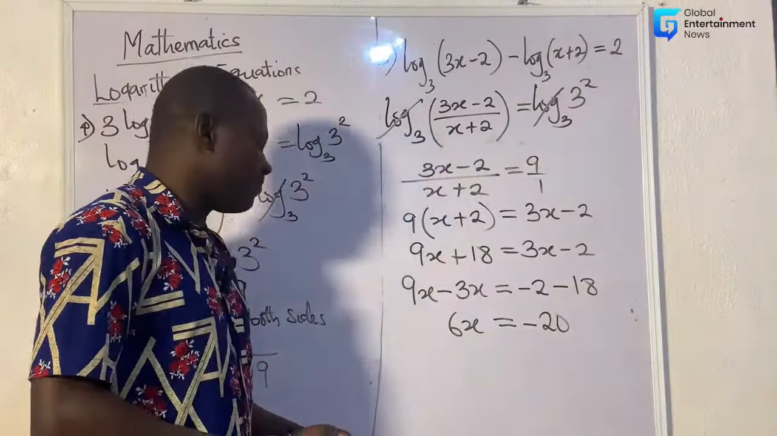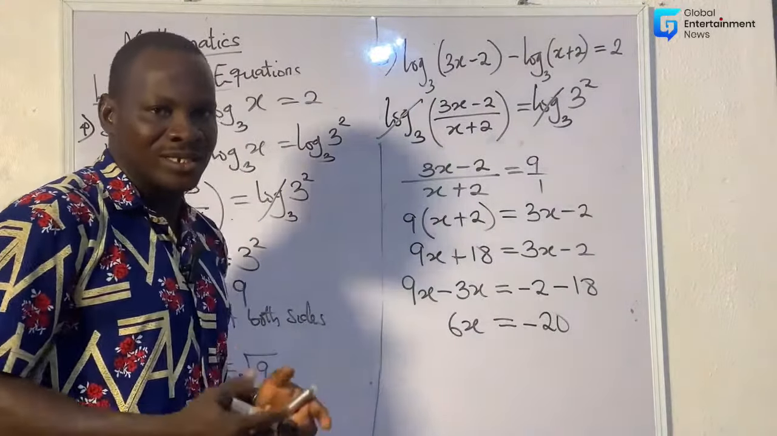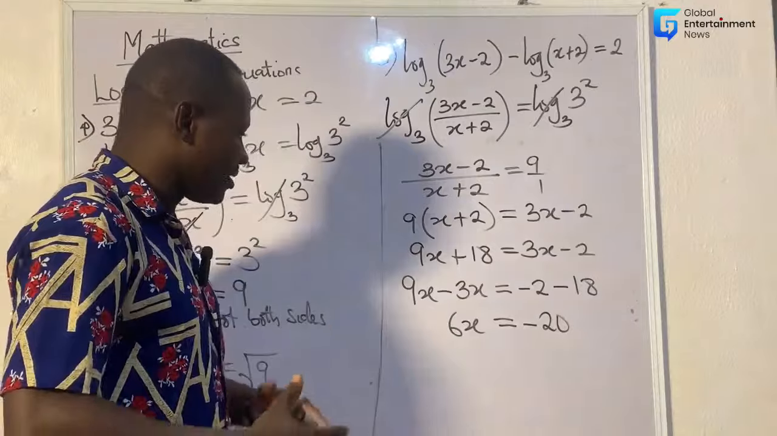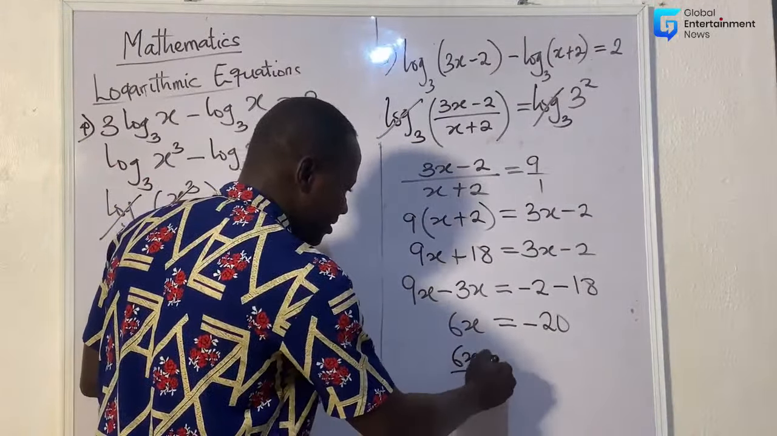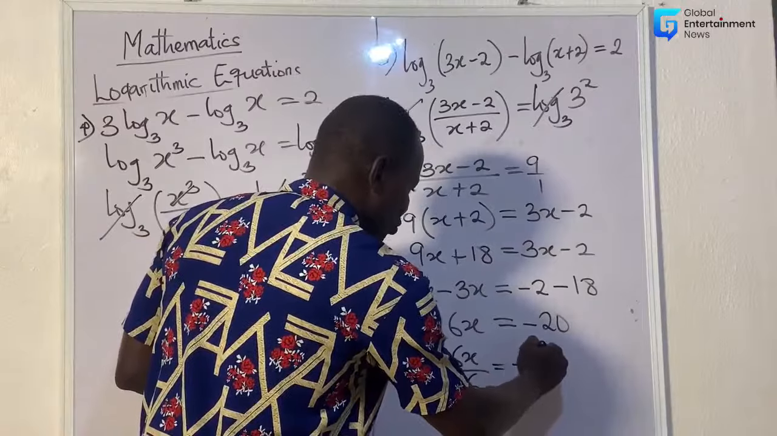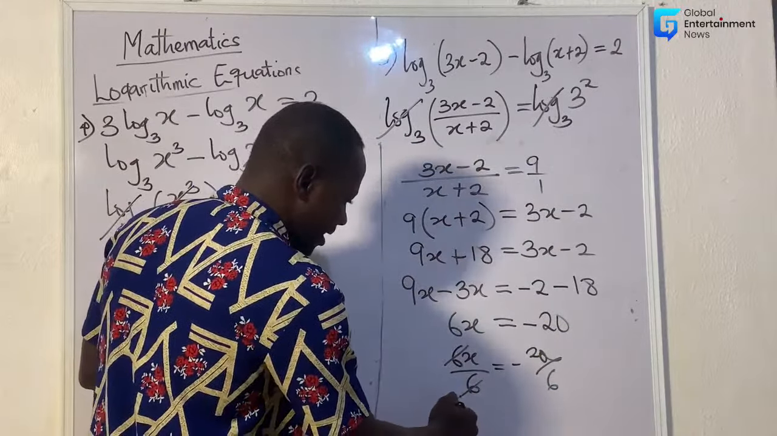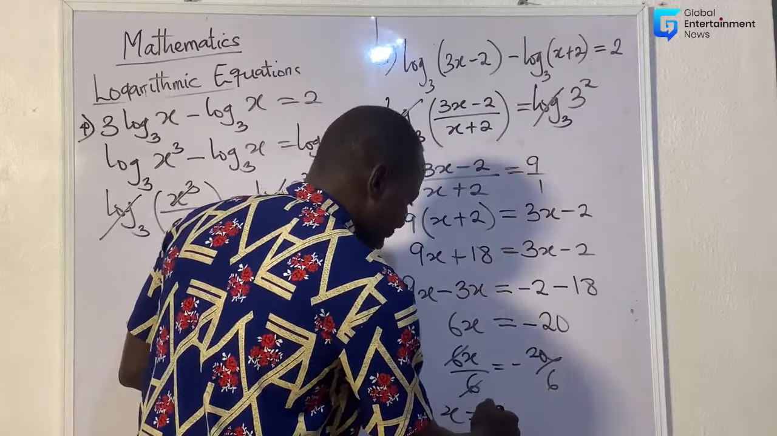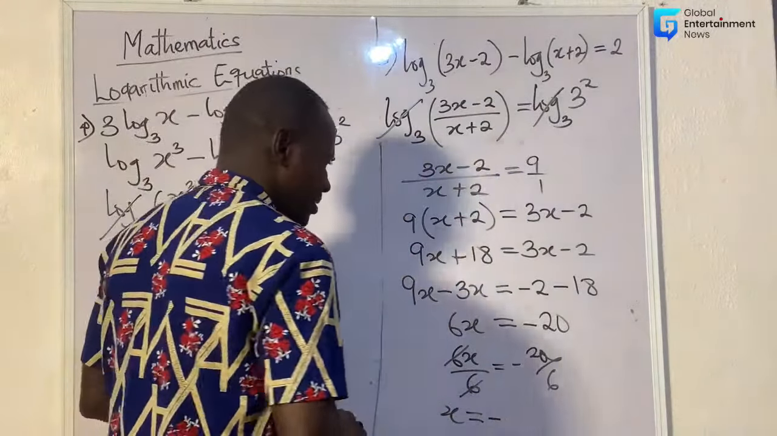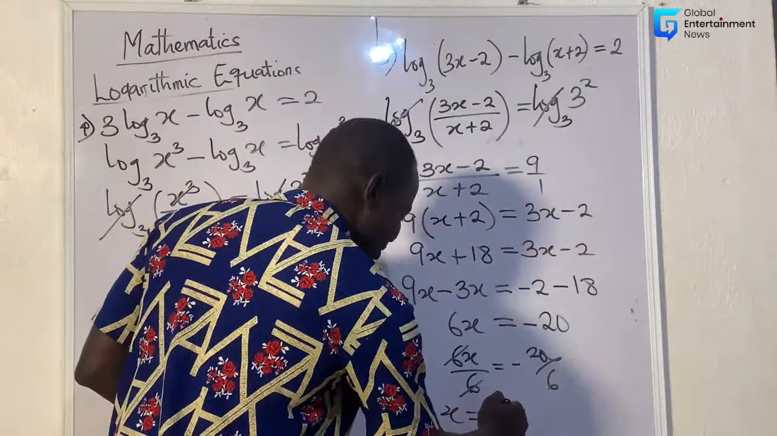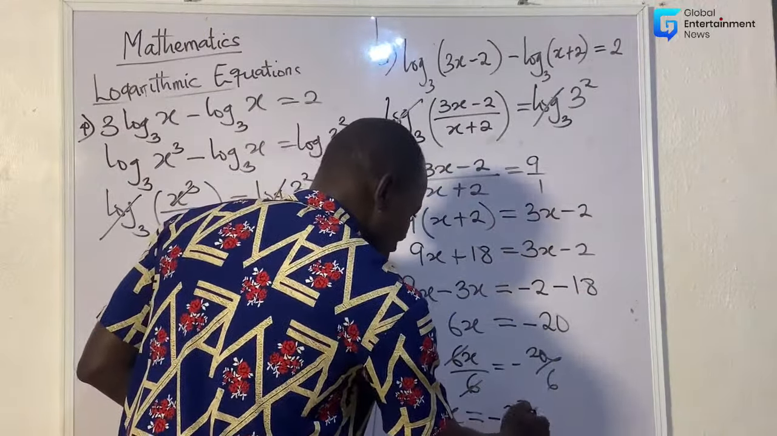So what do we do now? We divide both sides by the coefficient of x. And what is the coefficient of x here? It is 6. This one will now give us 6x over 6 is equal to minus 20 over 6. This cancels this. That means my x will now be minus. How many 6 can we have in 20? That is going to give me 3 whole number. What remains is 2 all over 6.